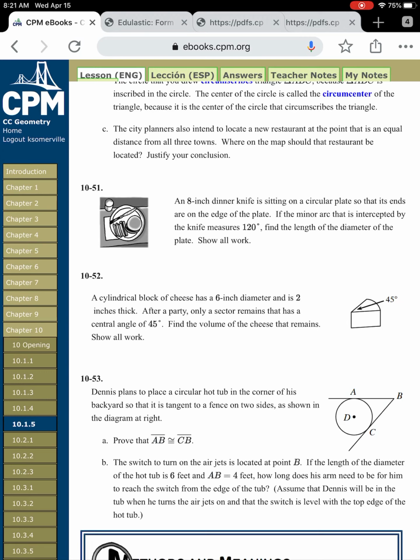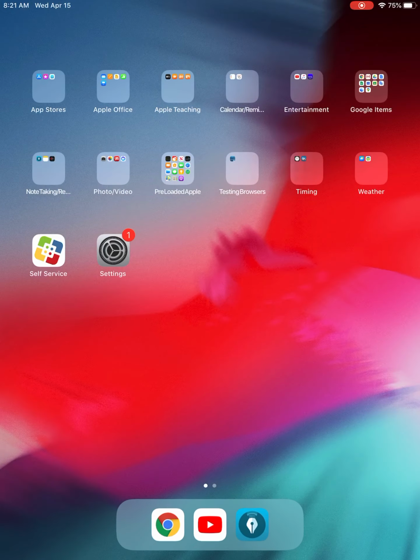So the first one in 51, we're given a circular dinner plate that has an 8-inch knife set up as a chord inside of that plate. They also tell us that the minor arc it intercepts is 120 degrees in measure. So that right there lets us set up our own diagram.